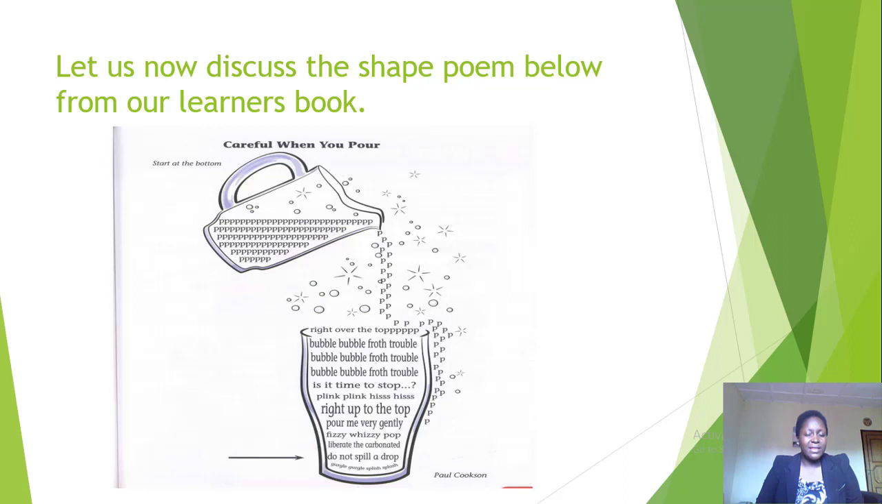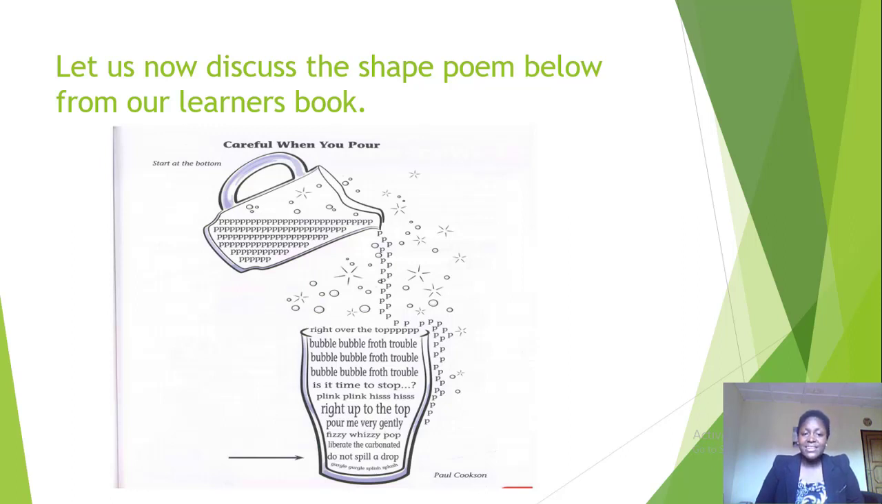Look at the picture in this poem and look at the title of this poem. Are you able to see any relationship? When you look at the title, Careful When You Pour, you can already judge that this poem is talking about some liquid, and the liquid is being poured from one jar to another jar.